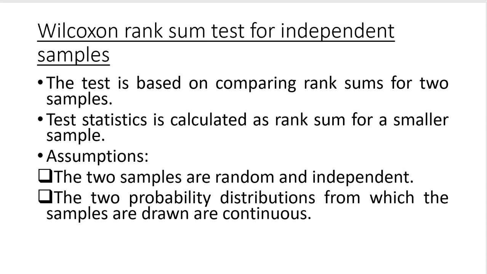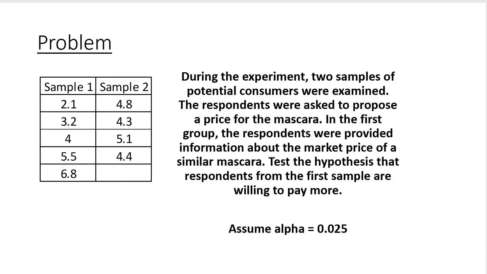So let us analyze the test based on the following problem. So, during the experiment, two samples of potential consumers were examined. The respondents were asked to propose a price for the mascara. In the first group, the respondents were provided information about the market price of a similar mascara. And we have to test the hypothesis that respondents from the first sample are willing to pay more than respondents from the second sample. And we assume that alpha is equal to 0.025.